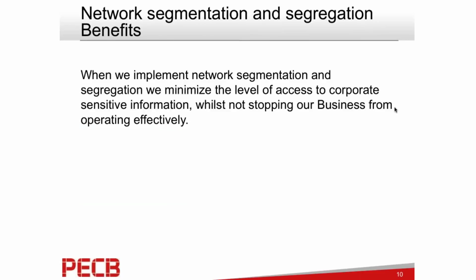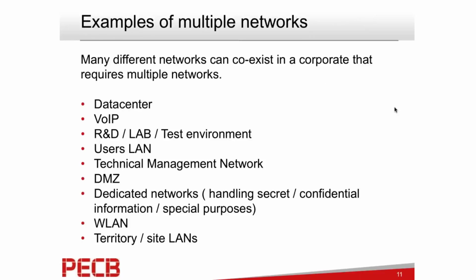Okay, so network segmentation and segregation benefits. What will happen when I have them in place? If you implement network segmentation and segregation, you simply minimize the level of access to corporate sensitive information without stopping or impacting your business from operating effectively. How is that done? Let's show an example of a multiple network structure.